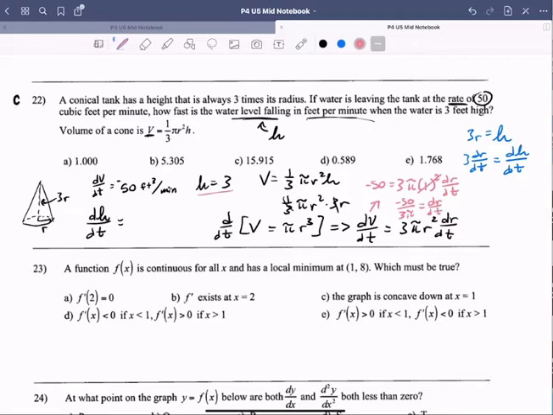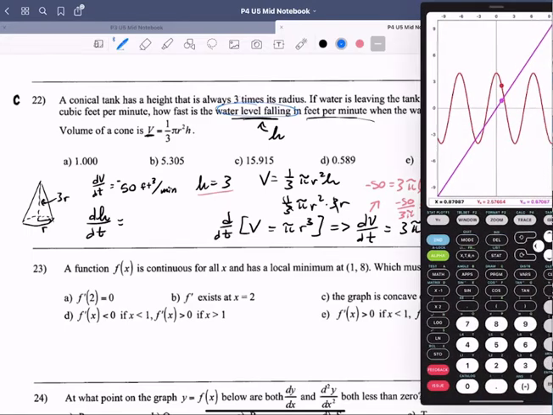And then I want to know what dH dt is. So it looks like I just have to multiply dr dt by 3. So those go away, and I get dH dt. And look, it's a negative number. And see, it says the water level is falling, so it should be a negative number. But it looks like all the answers are given as a positive number, which is okay because it says how fast is it falling. So, anyways, we have negative 50 divided by pi.